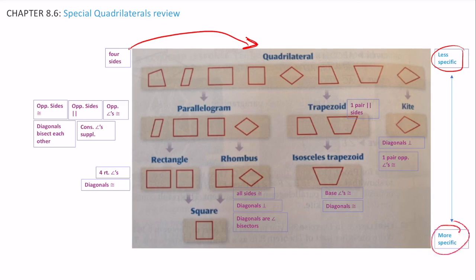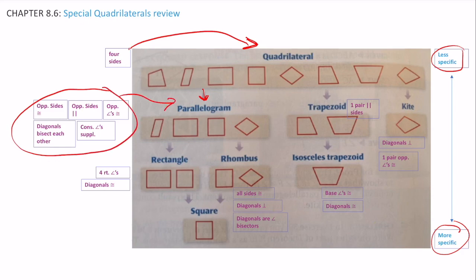And so notice that anything downstream towards the bottom has all of the characteristics of the ones directly above it, plus whatever new characteristics only it has. So quadrilateral, anything with four sides. Now, out of the quadrilateral are a group of quadrilaterals called parallelograms. And so anything that's a parallelogram has all of these characteristics.